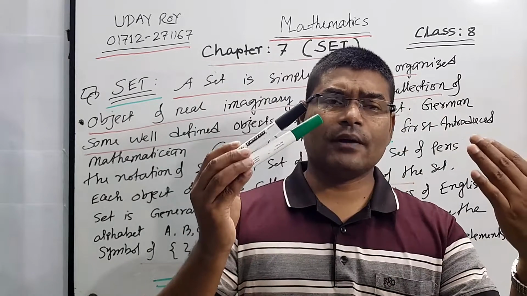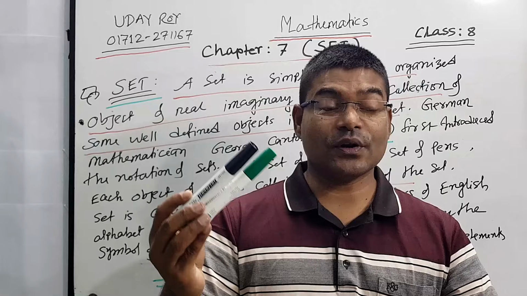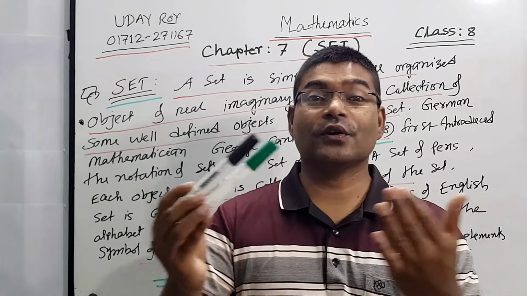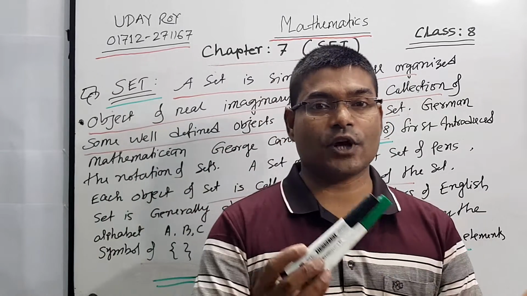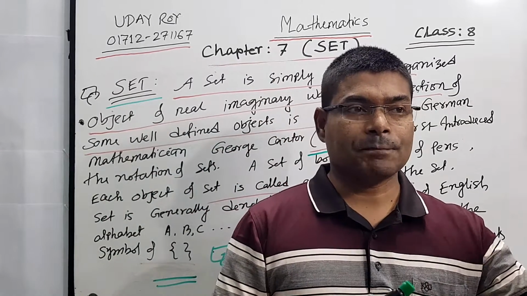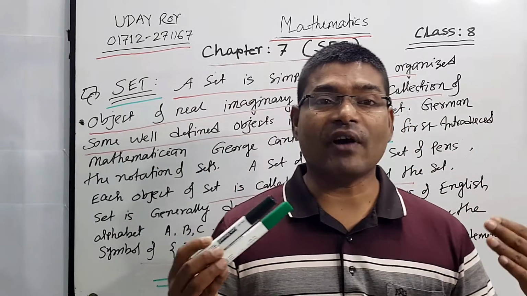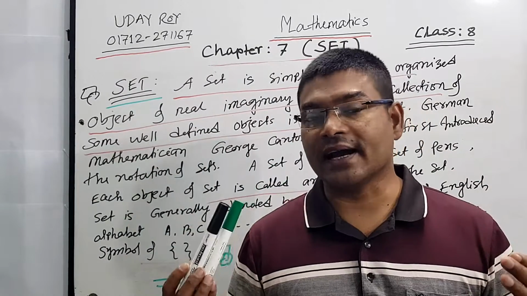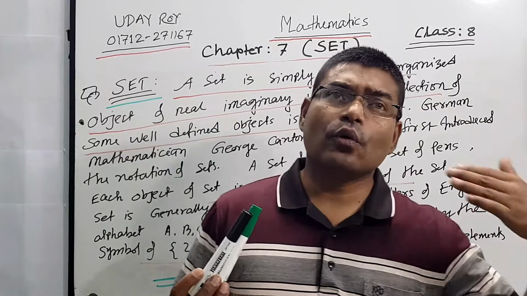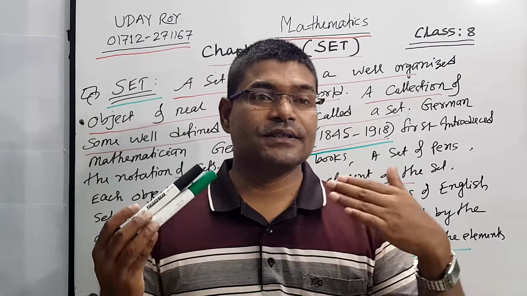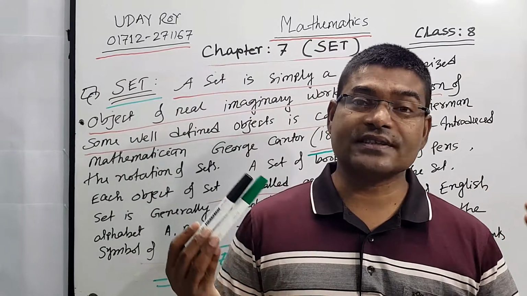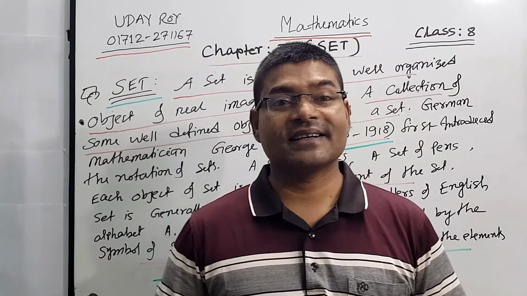We all know the dinner set, we all know the cup set, we all know a set of tables, a set of chairs. So what is called a set? A set is the well-defined objects or collection. Okay. So who invented set? German mathematician George Cantor invented set.